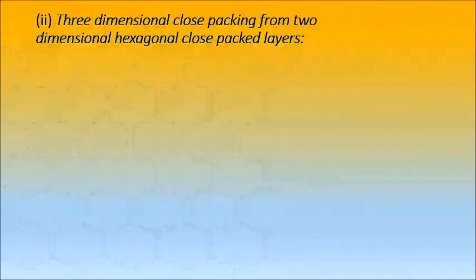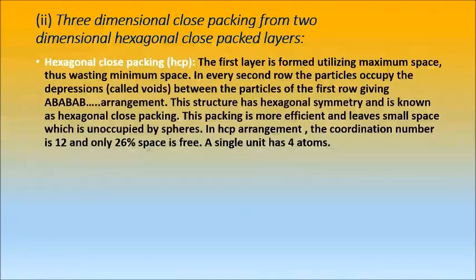Next one, 3-dimensional close packing from 2-dimensional hexagonal close pack layers. Hexagonal close packing, that is HCP, how is it formed? The first layer is formed utilizing the maximum space, thus wasting minimum space. In every second row, the particles occupy the depressions, that is, we name them as voids between the particles of the first row, giving AB arrangement. This we have seen in the first case.